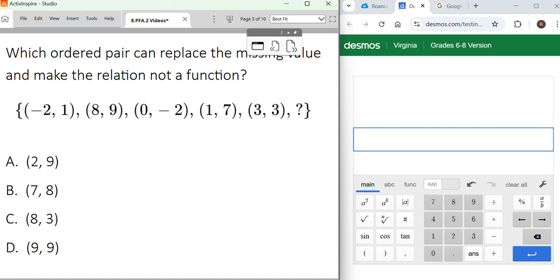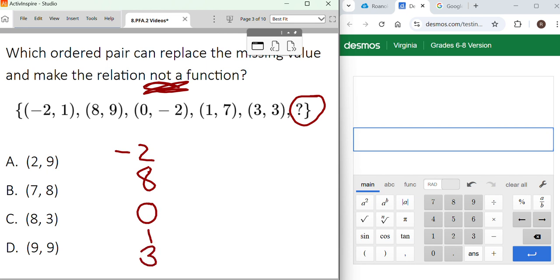This says which ordered pair can replace the missing value, so they're missing an ordered pair, and make the relation not a function. So we need an x value to repeat. Let's write down all our x values so we know what we're looking for. -2, 8, 0, 1, and 3.